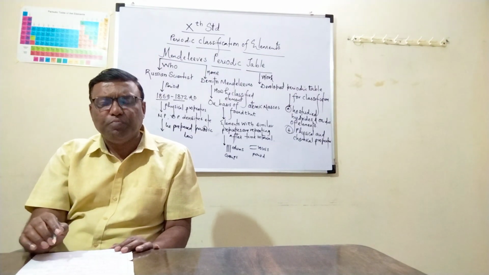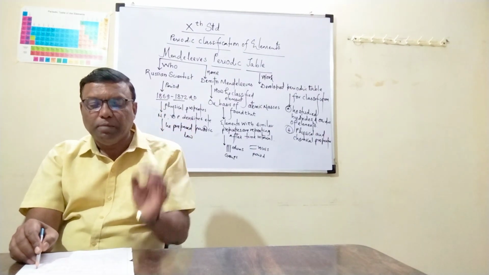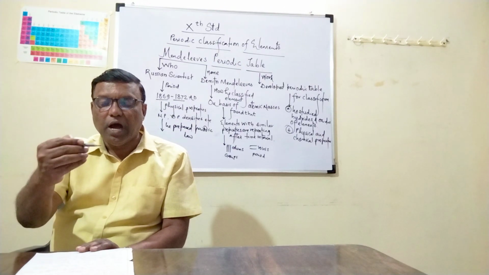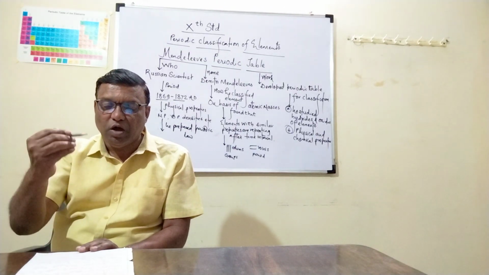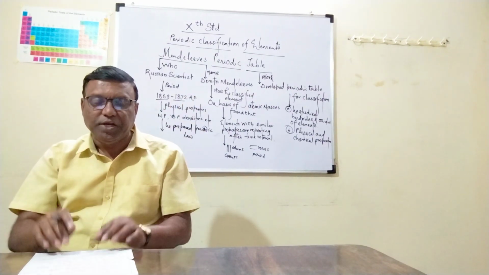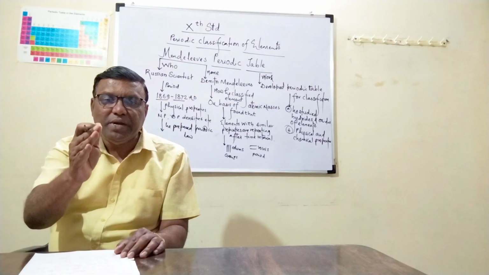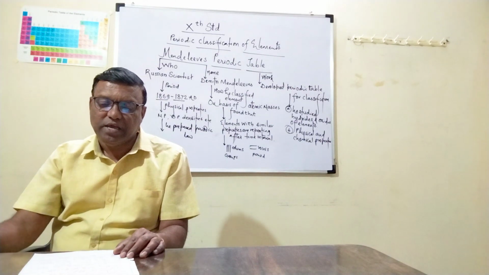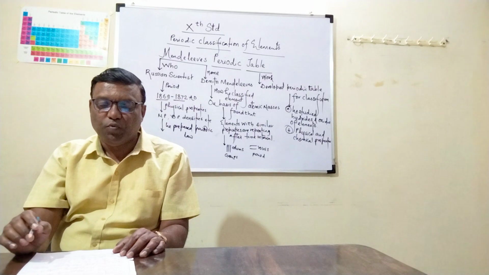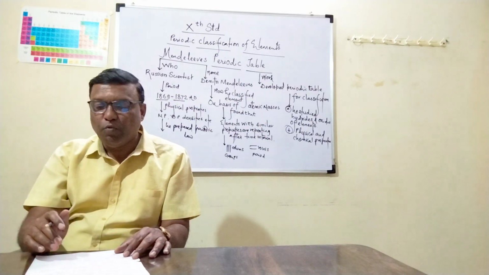When he prepared his periodic table, he found that elements with similar physical and chemical properties repeat after a definite interval of time. This is a very important thing. When he prepared his periodic table of the 63 elements, he found that elements with similar physical and chemical properties repeat after a definite interval of time. On the basis of this, he prepared one law.